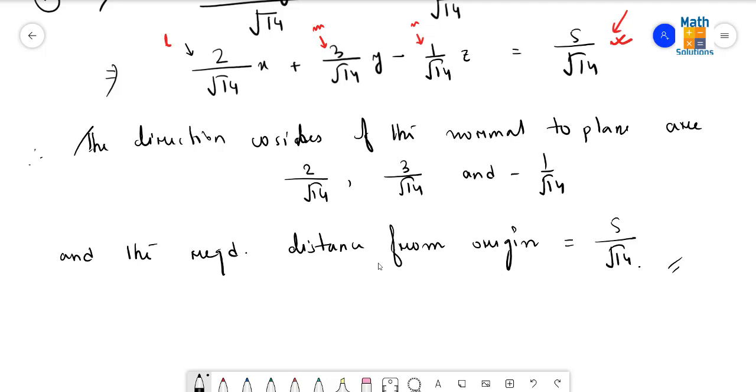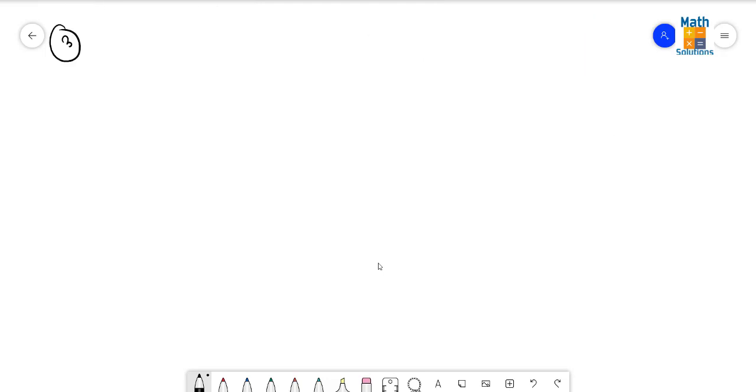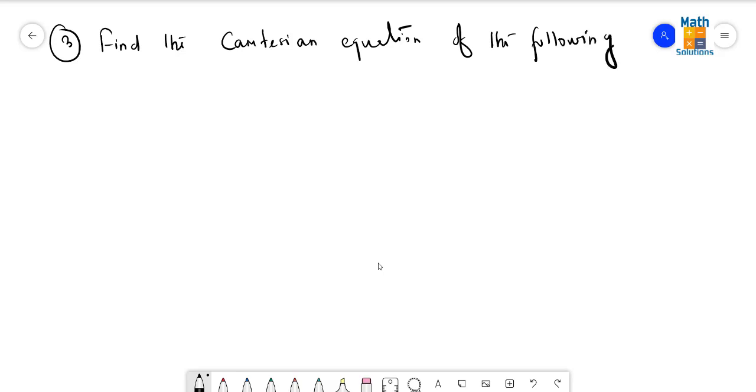Similarly, question number 2. In question number 2, the same thing is given, a similar type of question. So I am proceeding to question number 3. In question number 3, what is given? Find the Cartesian equation of the following planes. Three sums are given. So amongst these I am taking the third one, that is C.